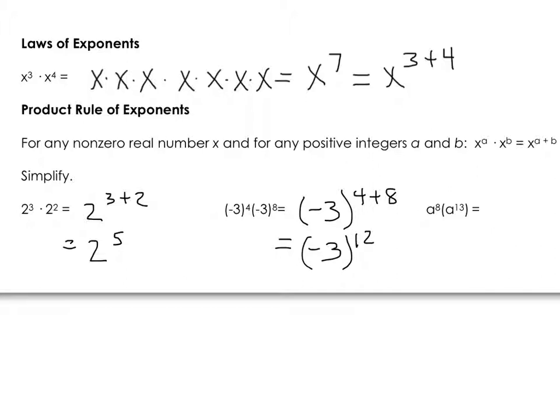And what happens when we take a negative number and raise it to an even power? It gives us a positive answer because there are an even number of negative signs that will all cancel each other out. So we can simplify that to 3 to the 12th. A to the 8th times a to the 13th is a to the 8 plus 13, and that gives you a to the 21st power.